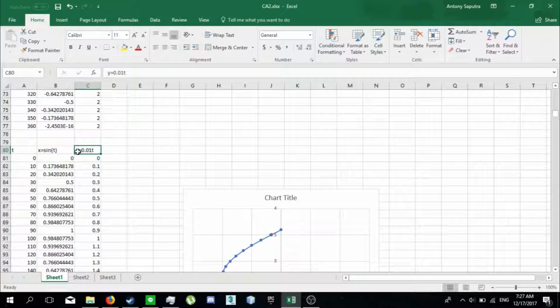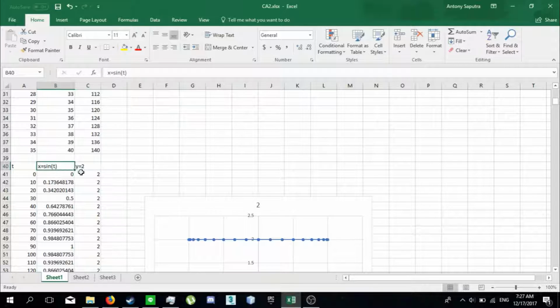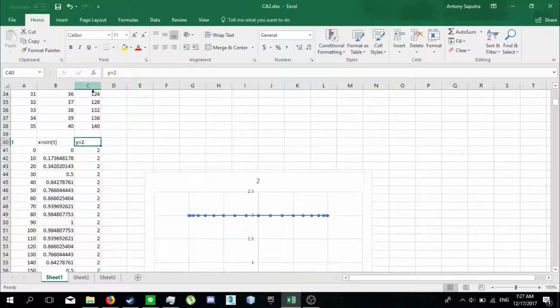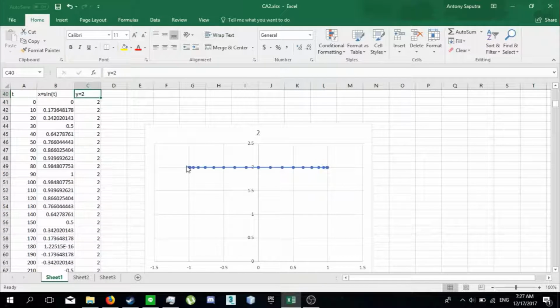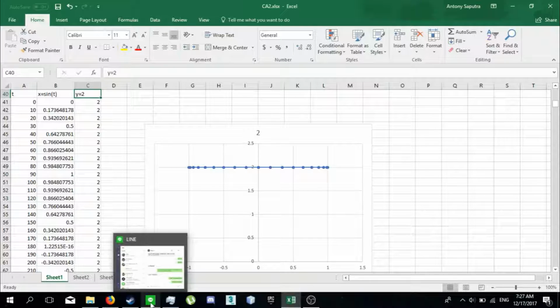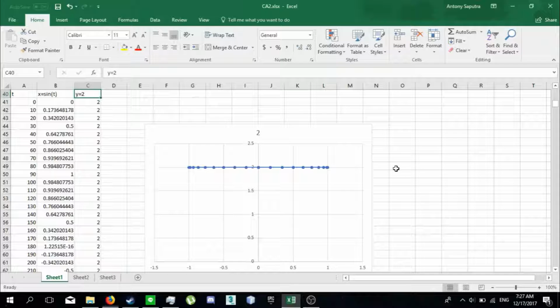something that's constantly moving. You cannot have it constantly static, because if you have one of them as sin and the other one constantly 2 or constantly static, you're going to have the bouncing. It's going to be just moving around from left to right, left to right, left to right in one place, which is what we call a vertical bounce type motion. Well, this is not exactly horizontal.